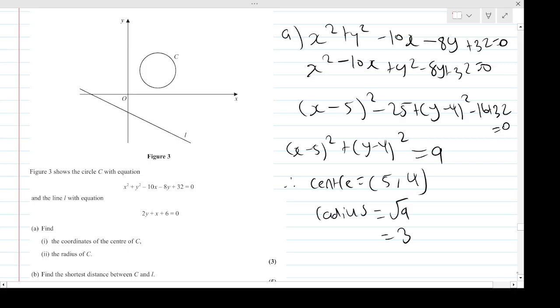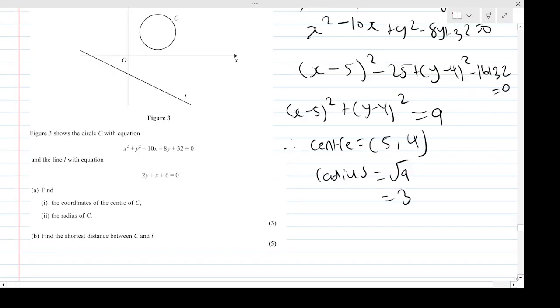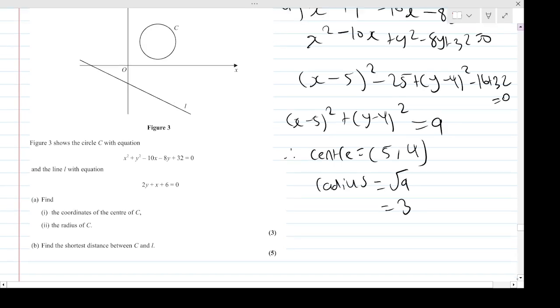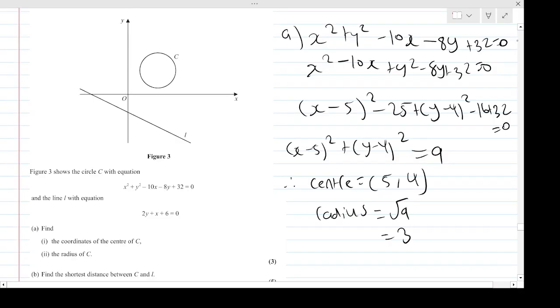Cool. Okay, then part B, the interesting part, it says find the shortest distance between the C, the circle, and the line L. Okay, so we haven't explicitly done a scenario like that. So what that means is the shortest distance, so obviously the distance between the line and the circle, we want the shortest distance. So that's going to coincide with, well, it's going to be roughly that point there, and it's going to be roughly that point there. That's going to give us the shortest distance, right?